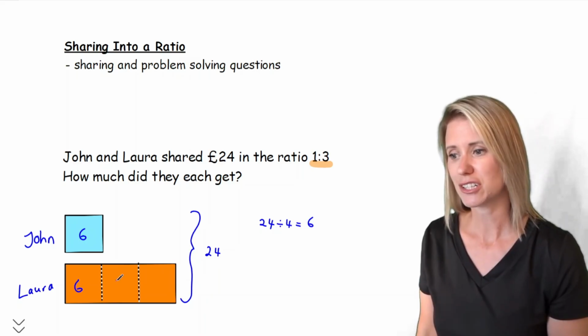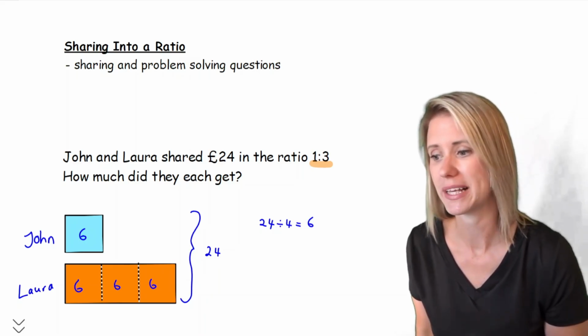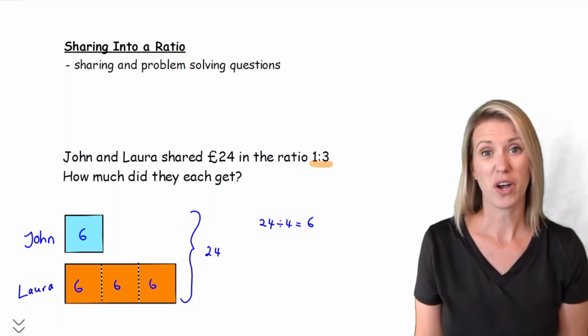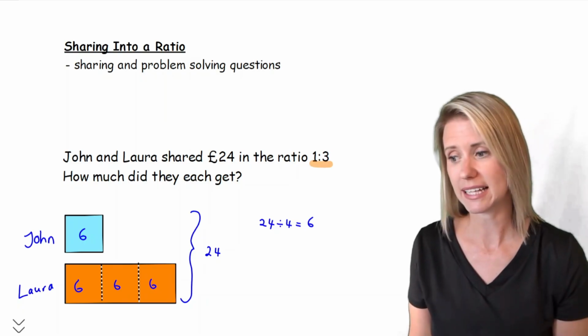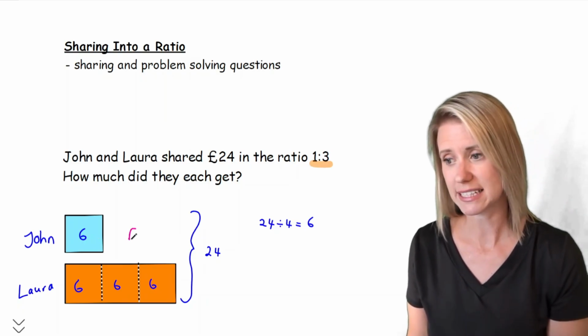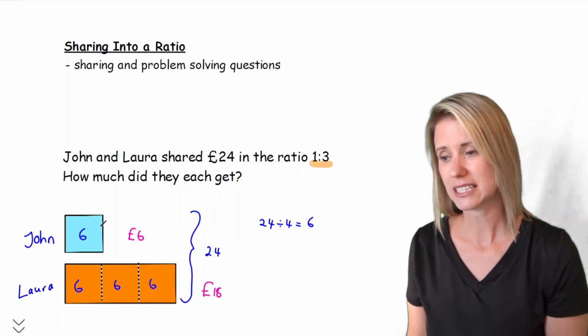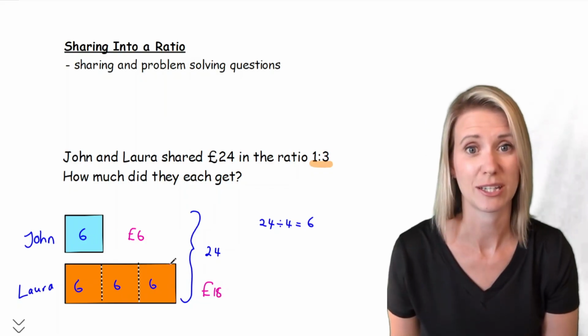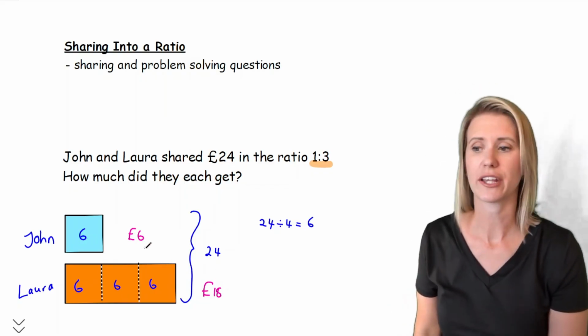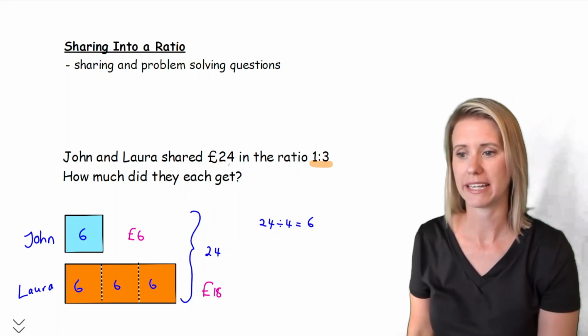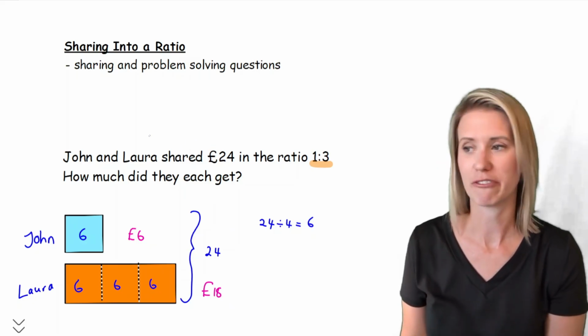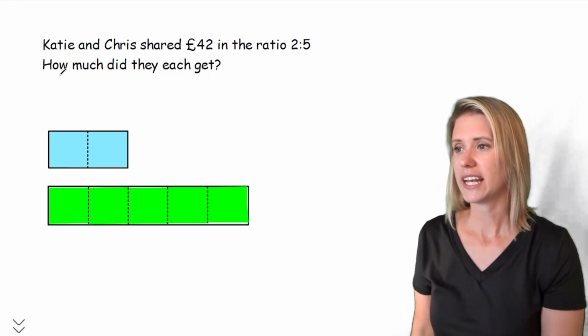So each section of our ratio is the number 6, and we can then work out how much each person gets. John has £6, Laura has £18. 6 times 1 is 6, 6 times 3 is 18. Add up the ratio to check your answer. Does 6 plus 18 make 24? Yes, it does. We're fine. On to the next one then.